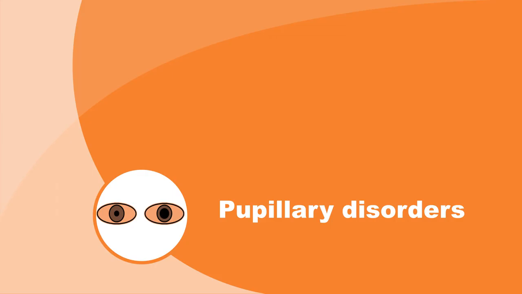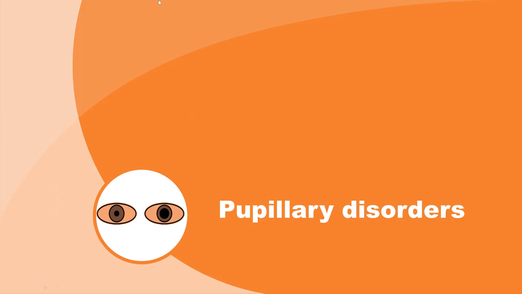Okay, so let's now talk about the pupillary disorders. The pupillary disorders we are talking about are the changes or the diseases that affect the pupil size, causing small pupil or large pupil. So let's start immediately. Before we talk about the pupillary disorders, we need to understand what are the neural mechanisms that affect the pupil size.